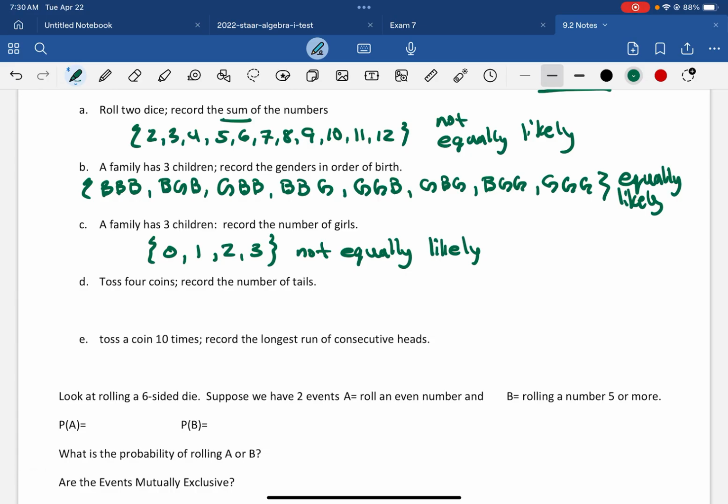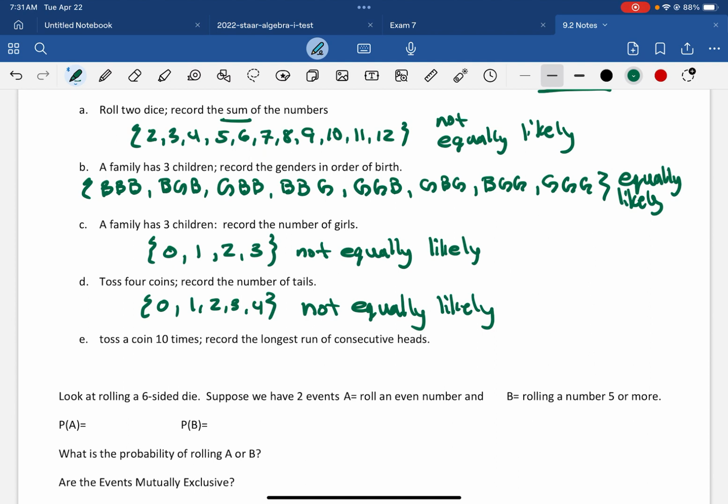All right, look at example D. It says toss 4 coins. Record the number of tails. Well, you could have 0 tails, 1, 2, 3, or all 4 could be tails. Okay, and these are not equally likely events. Okay, because there's a different probability to toss all tails and only 2 tails.